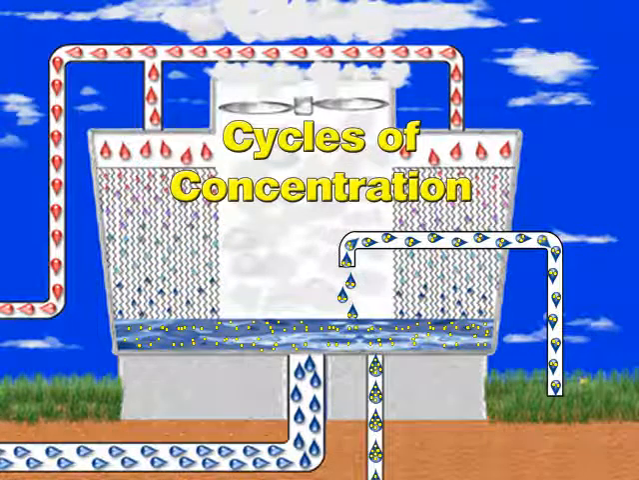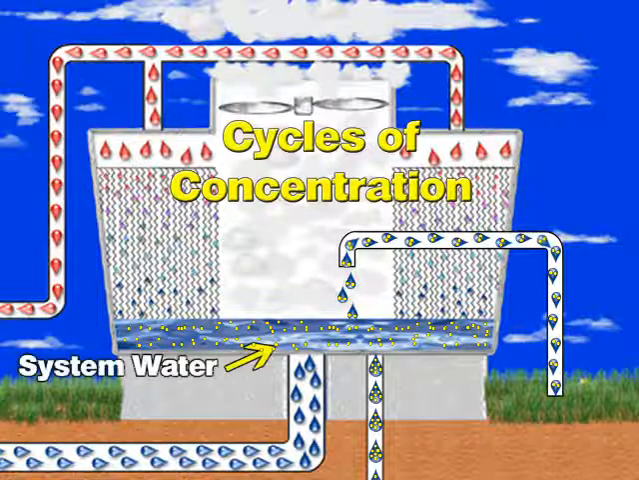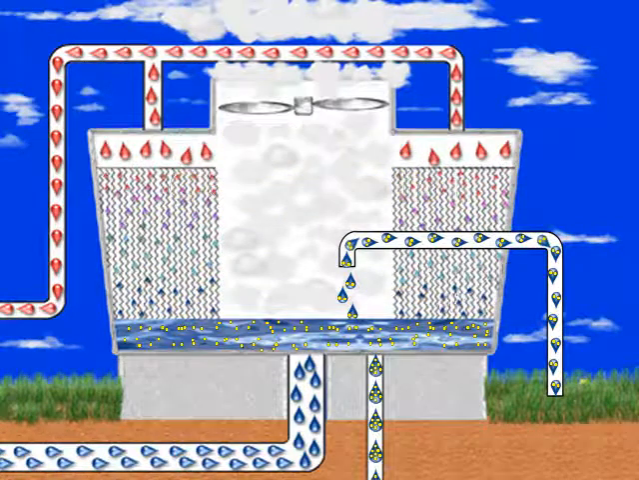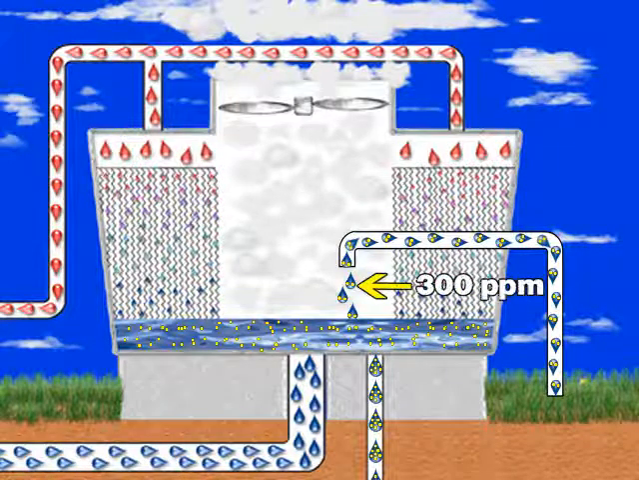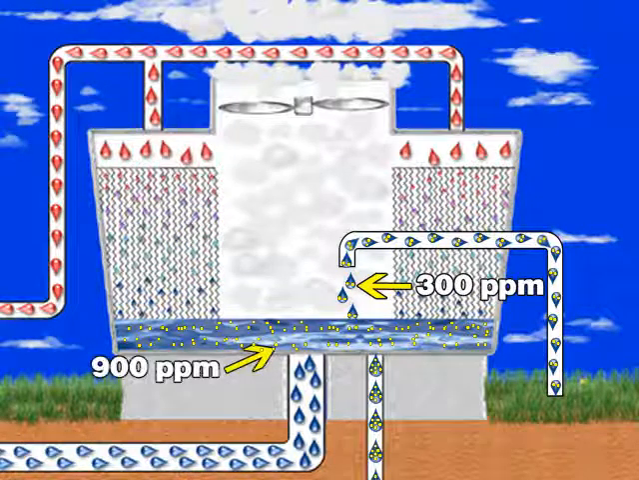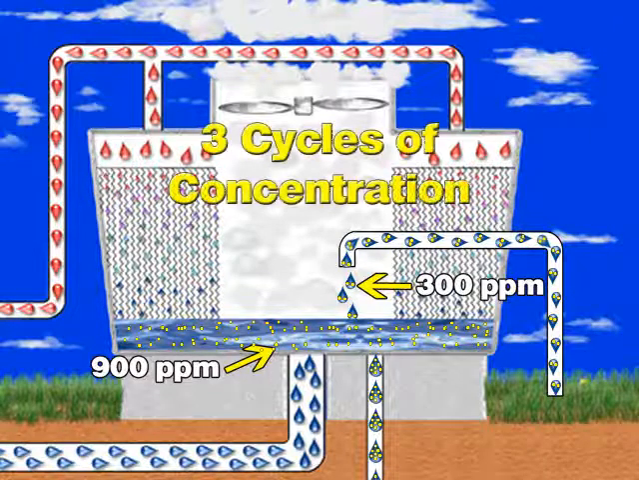What are cycles of concentration? It is simply the measurement used to compare the level of elements in the system water to the level of elements in the makeup water. For example, if the incoming water has a concentration of 300 parts per million and the system water has a concentration of 900 parts per million, the system water is 3 times the level of the incoming water, or 3 cycles of concentration.